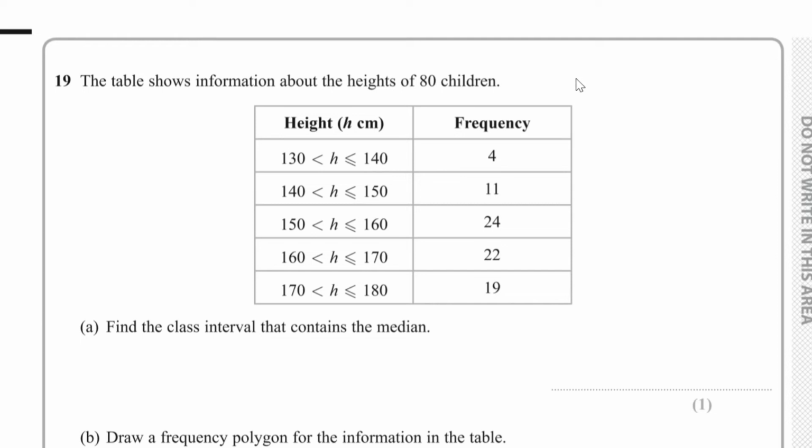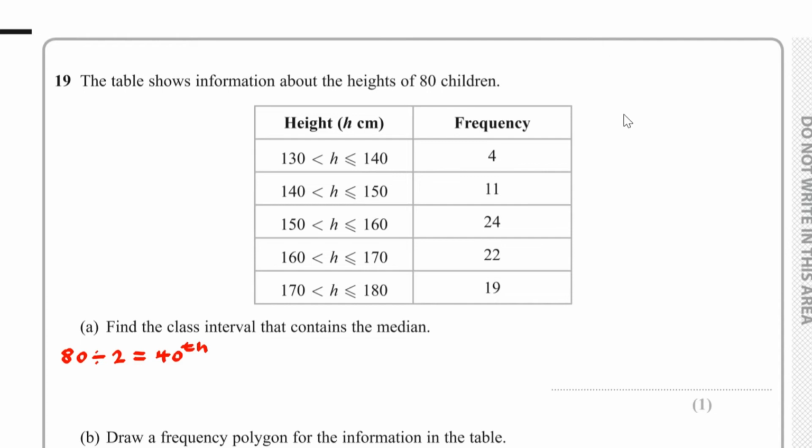Question number 19, the table shows information about the heights of 80 children. We've got the height and the frequency. For part A, we have to find the class interval that contains the median. Well, to find out the median, we need to work out 80 divided by 2, which is 40. So we want the 40th value.